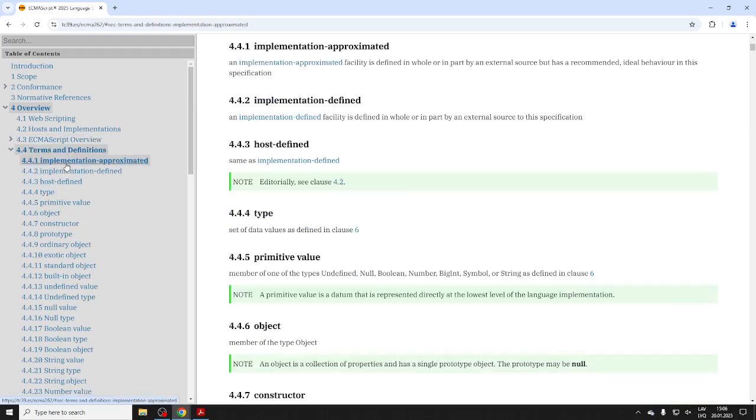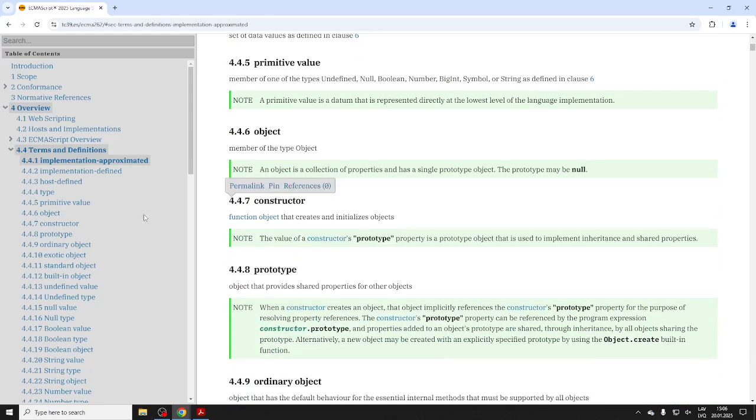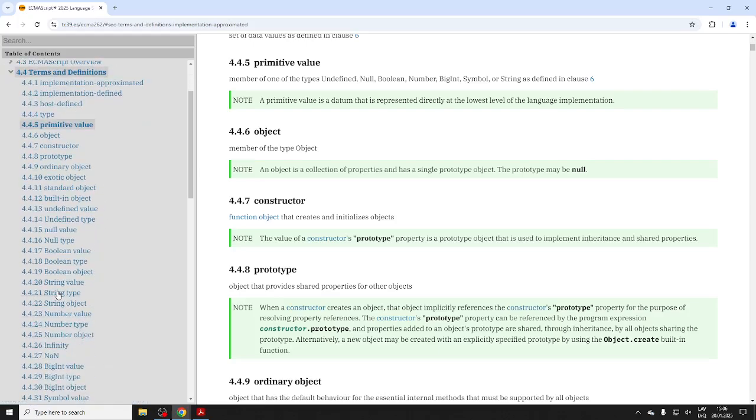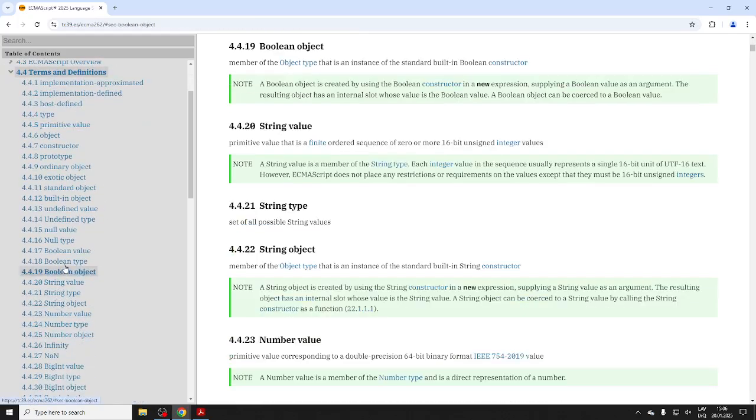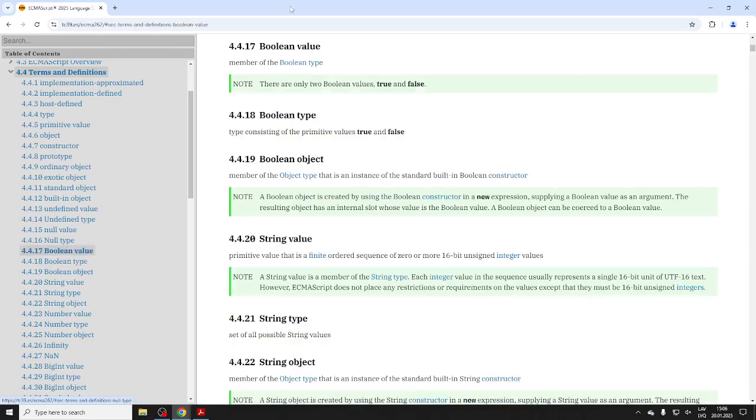So, implementation, right? Everything. In order to find the meaning of a word, you have to define what it means. So implementation approximated, right? You have to provide definitions. Type, set of data values, primitive value, right? So everything is defined exactly. String, what's this? What's a Boolean object? A Boolean type, a Boolean value, for example, true or false? Boolean object, right?